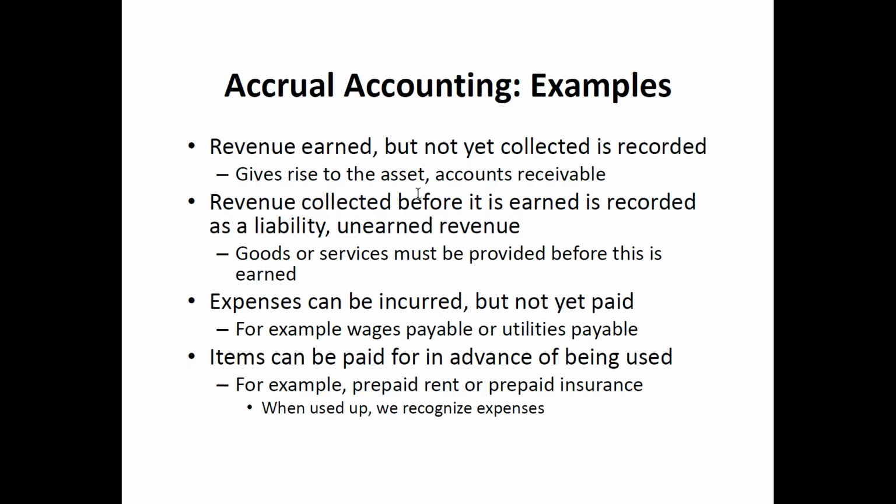So say our insurance was $1,200 for the year, and therefore $100 a month. I'm keeping my math easy here. Each month, we would decrease our prepaid insurance account, and we would recognize insurance expense for that $100 a month. We paid it all in advance, but we recognize the expense not when we paid it, but when we use it up. The same thing would work for prepaid rent. We pay it in advance, but we recognize the expense as we use it up, as we occupy the space.